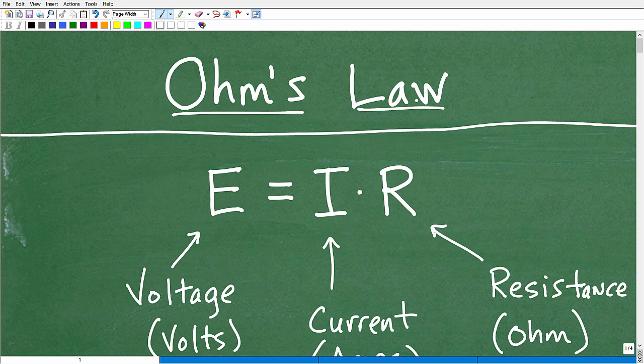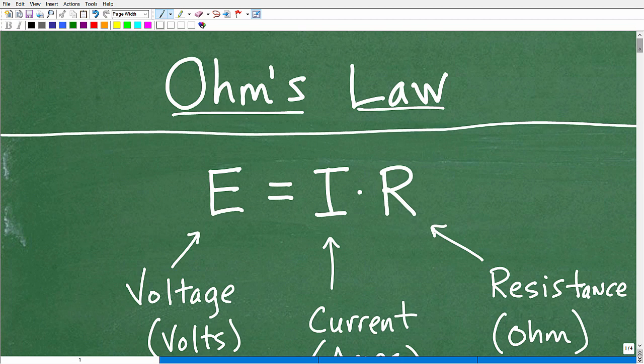So it's a formula, some sort of relationship, some sort of principle that guides us with electricity. It's very, very important. And here it is right here. It's E equals IR. There's a few different ways you can write this. This is a very common way of expressing Ohm's law. E equals I times R.